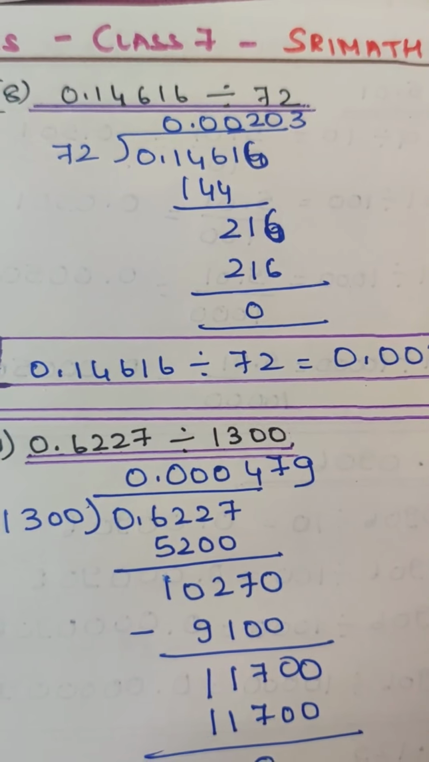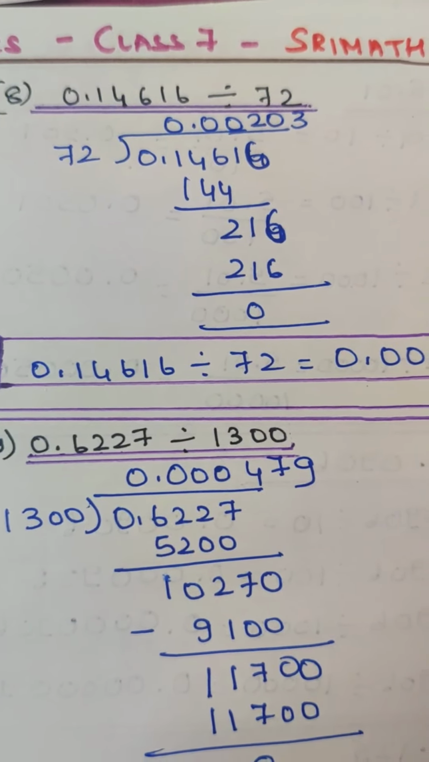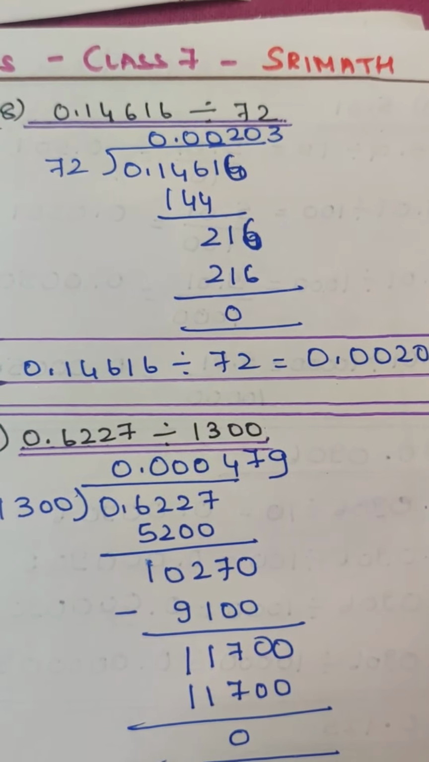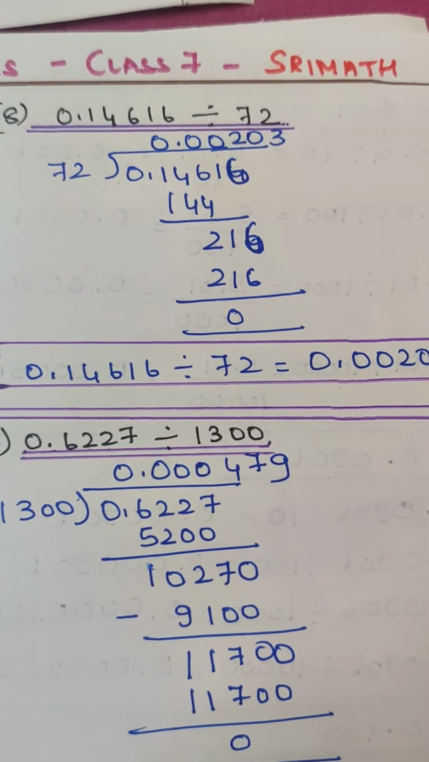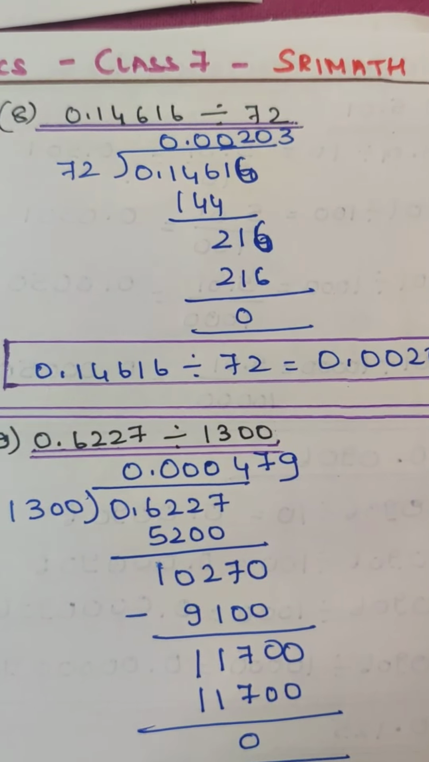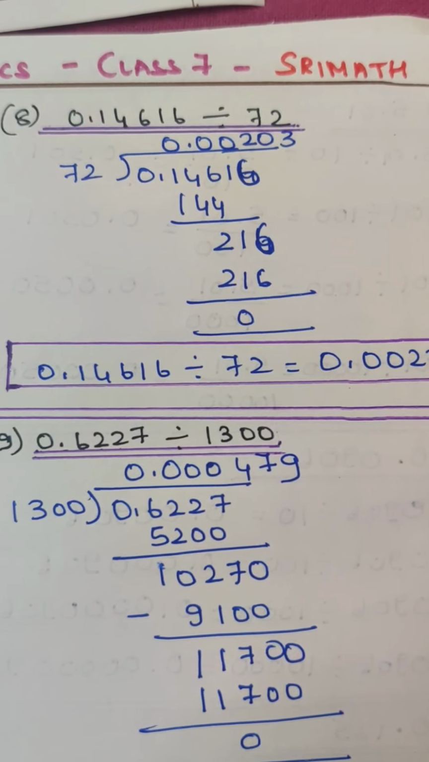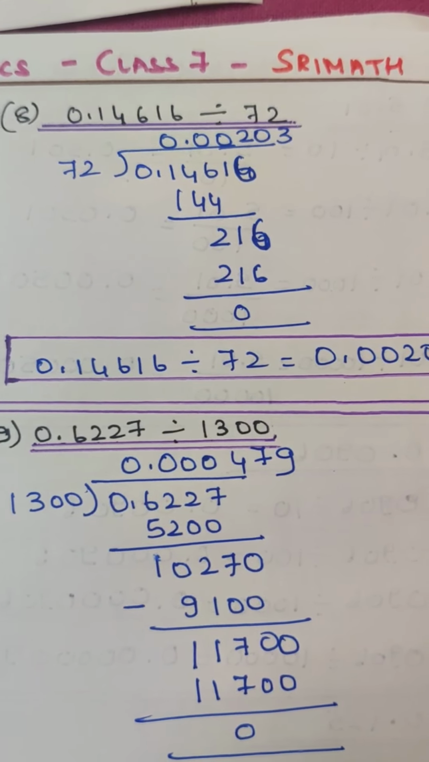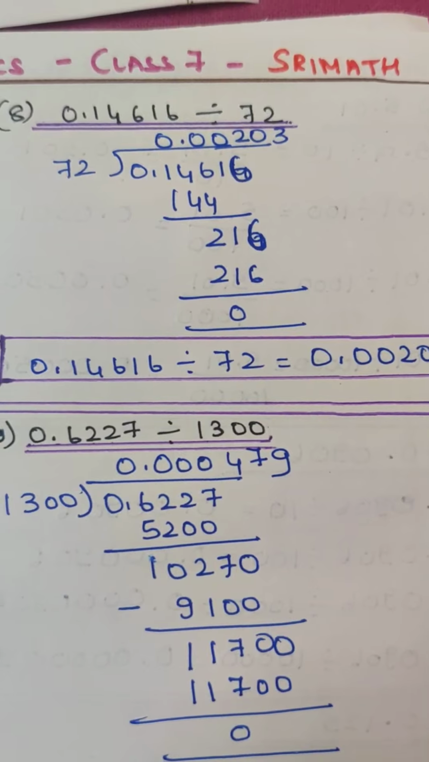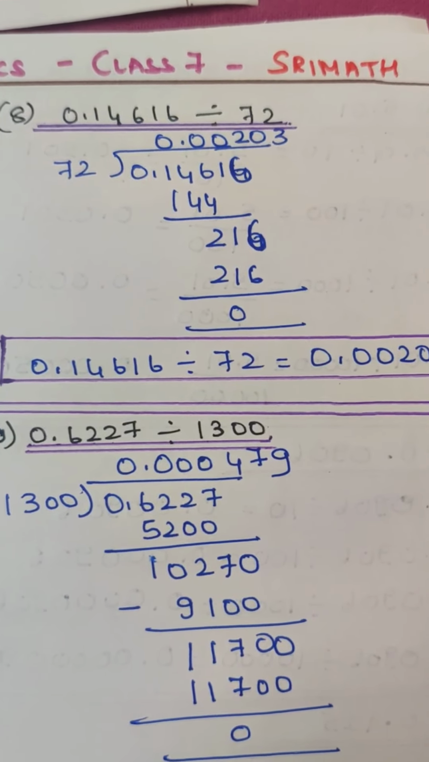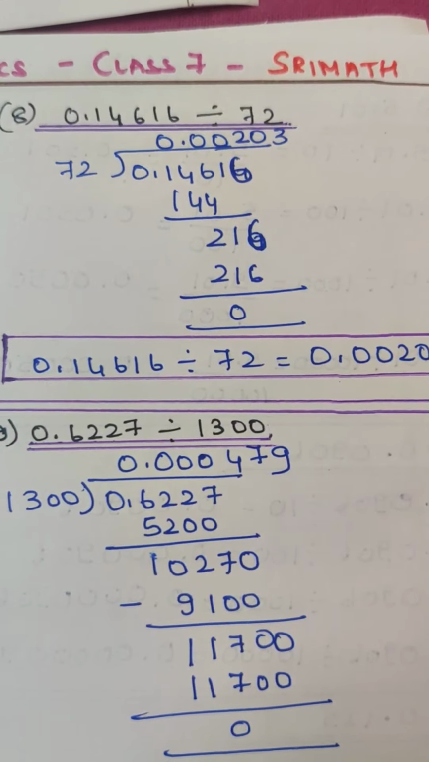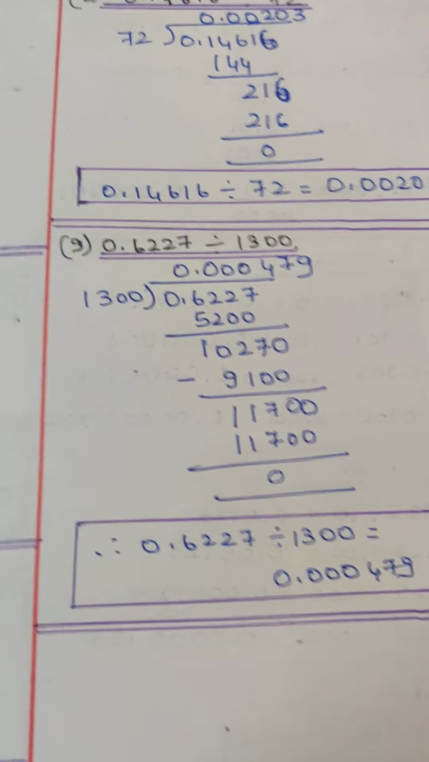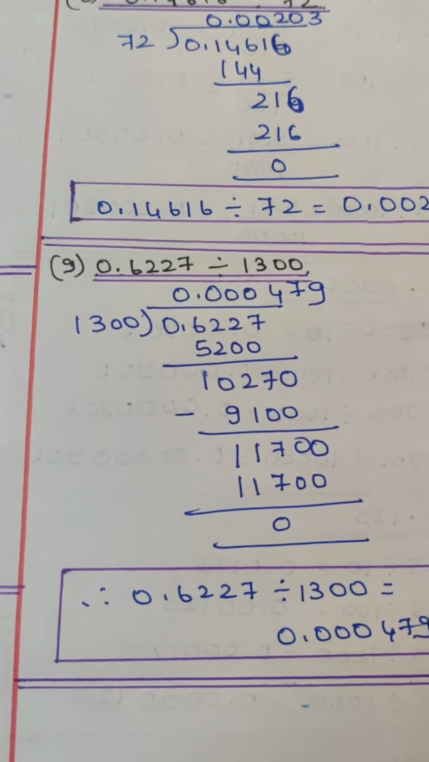It is 0.14616 divided by 72. I'm just pausing for a few seconds for you to understand my calculation. You'll have to take 3 digits, 146. So in the quotient it becomes 0.00. So 72 twos are 144. 2 is the remainder, you get 1 down. 21 will not go, so you put a 0 in the quotient, so you get the number 6 down, so it becomes 216, 72 threes are 216. Therefore 0.14616 divided by 72 is equal to 0.00203.